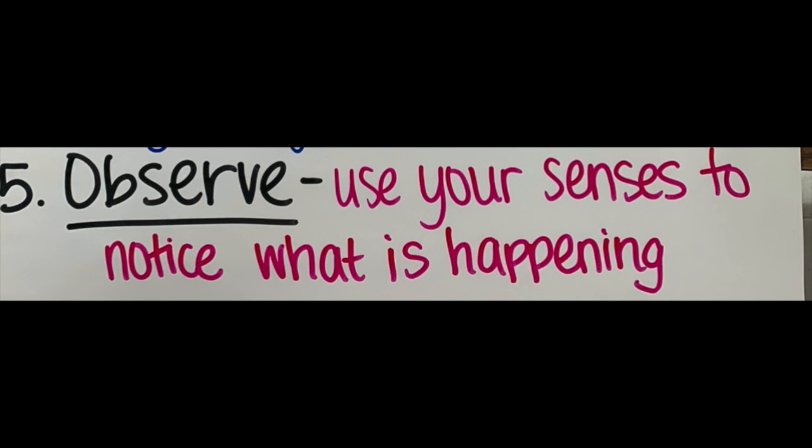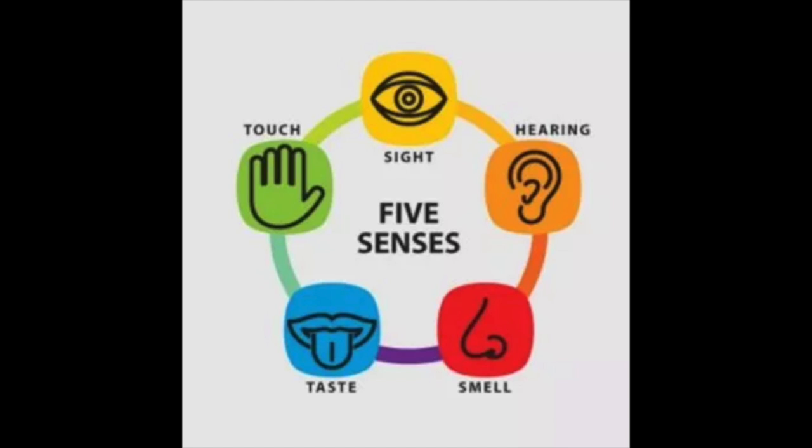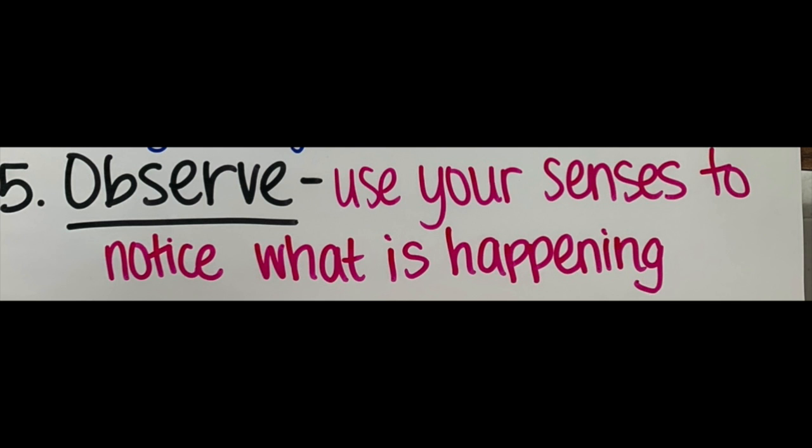When you observe, you use your senses to notice what is happening. So remember, your five senses are touch, sight, hearing, smell, and taste. So when you're doing science and you're asking a question and you get to observe, that means, what does something feel like? What does it look like? What does it sound like? What does it smell like? What does it taste like? When you observe, you use your senses to notice what is happening.